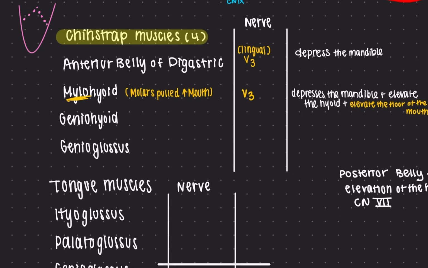Next, you have the geniohyoid. Genio, so it's chin to hyoid. So chin to hyoid would make sense that that muscle is elevating the hyoid, depressing the mandible.